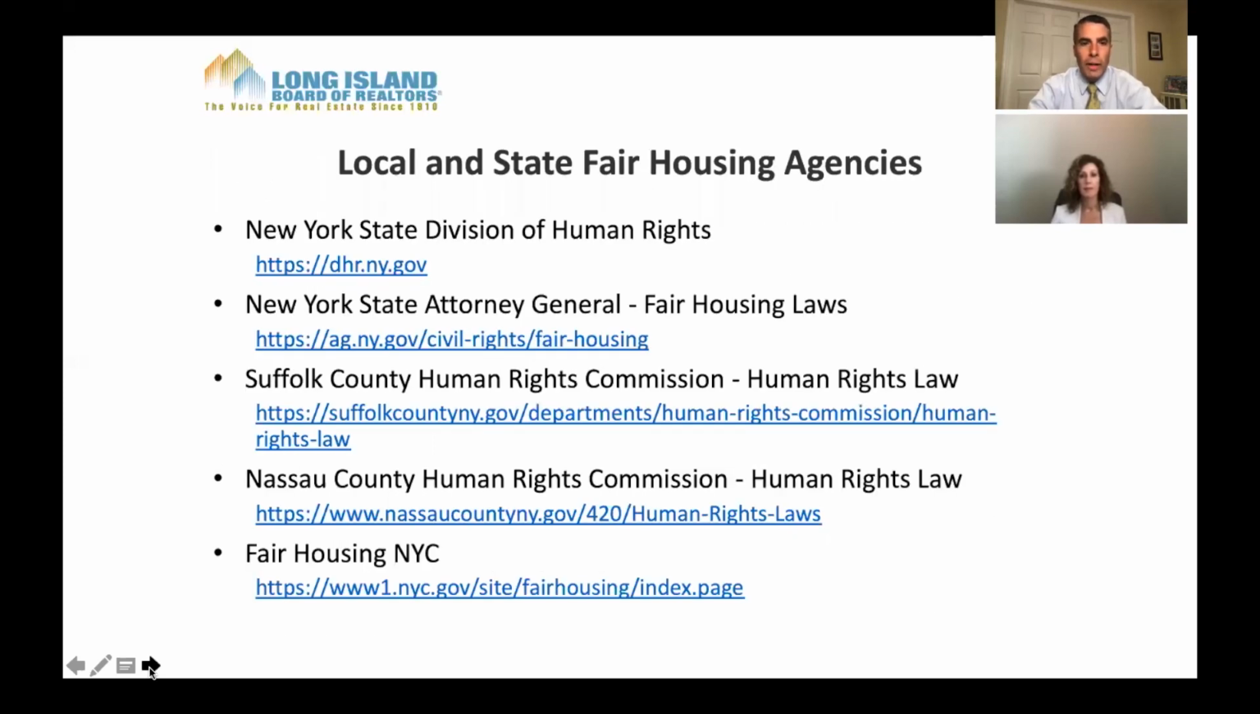We've also provided links to local and state fair housing agencies that provide more information regarding fair housing and fair housing regulation. Links are provided to the New York State Division of Human Rights, the New York State Attorney General, the Suffolk County Human Rights Commission, the Nassau County Human Rights Commission, and Fair Housing NYC.